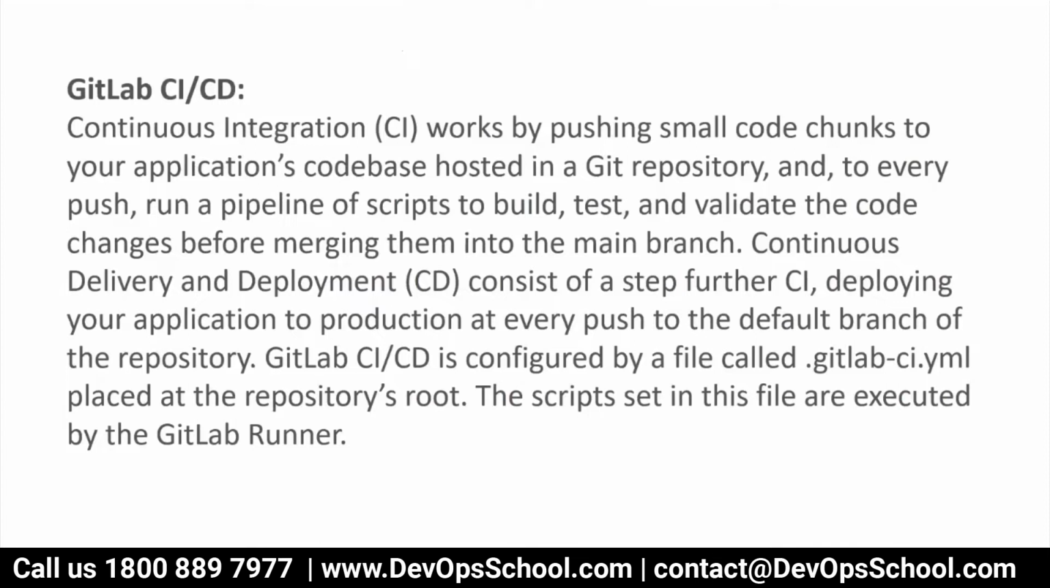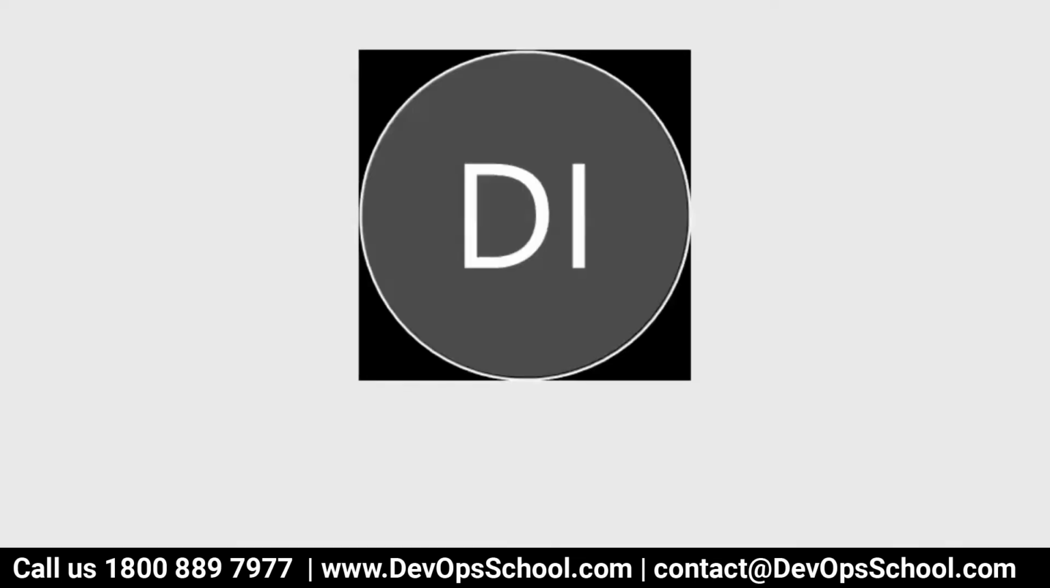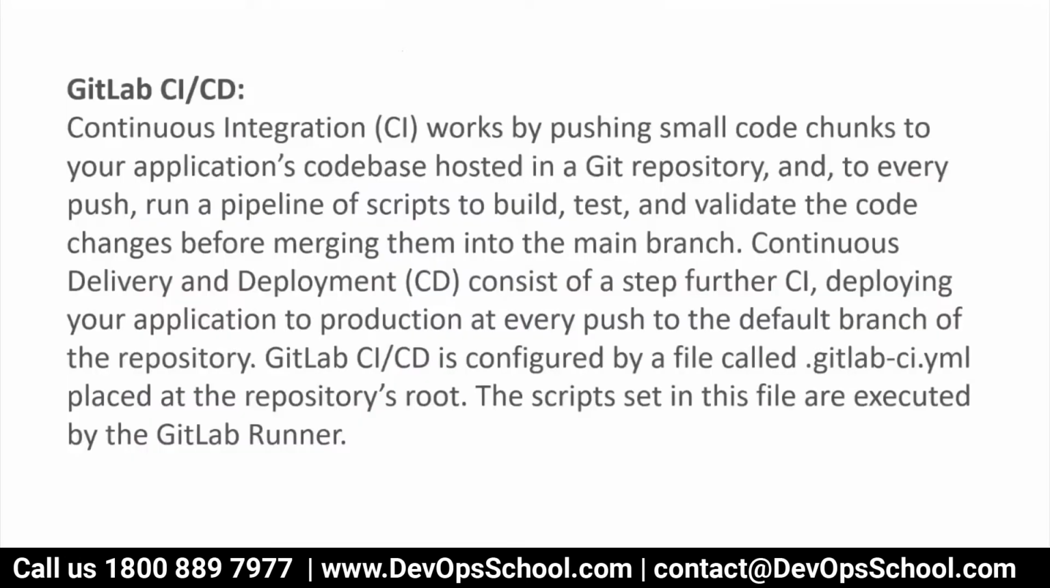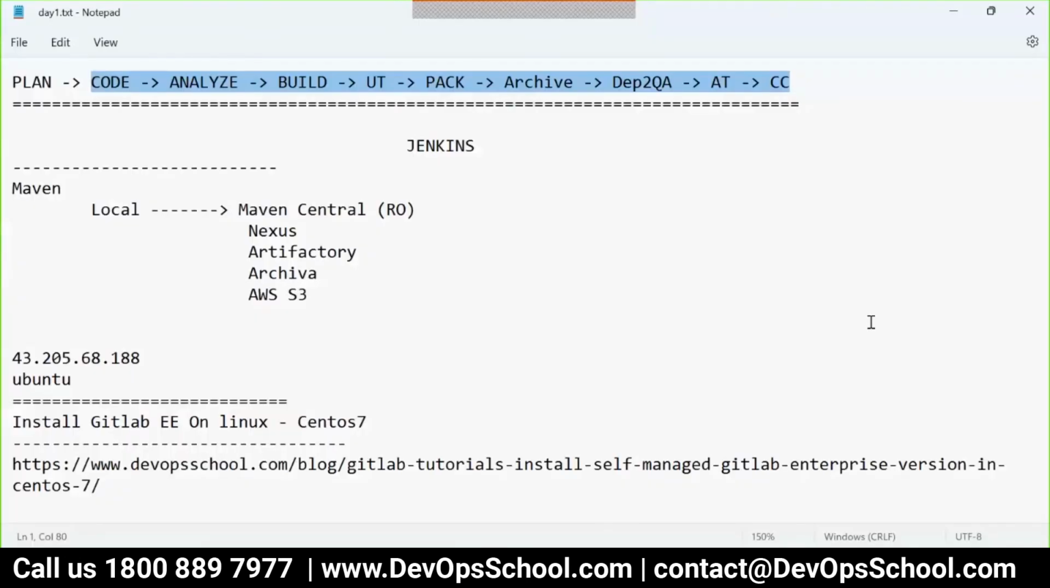So in short, if you remember this slide, this flow, from here till here, everything should be automated, because coding cannot be automated since we still require humans. Maybe AI is coming, ML is coming, and coding will also be done by machines. But the moment the code commit happens, analysis, build, unit tests, packaging, archiving, deployment to the QA environment, acceptance testing, and code coverage should be done automatically. There should not be any manual work involved.